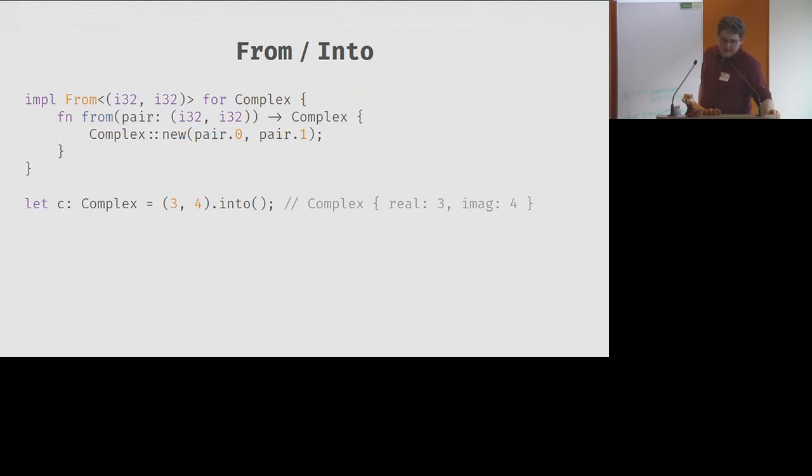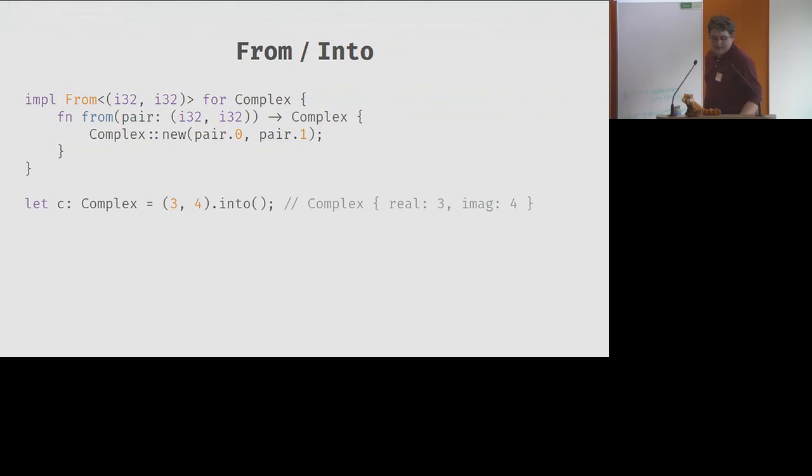So this is implementing from. From and into are the way you deal with a lot of conversions that are not trivial. So if it's expensive to do or any kind of manipulation of memory, usually you do it with from. There's a blanket implementation of into that says anything that implements from, it will define the reverse relationship for into. So here we can define from a tuple of i32s into complex numbers. And this just takes the two values out of the tuple and puts them into the complex number.